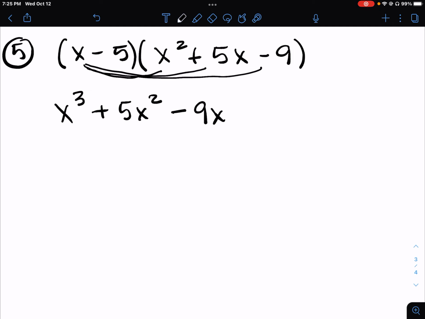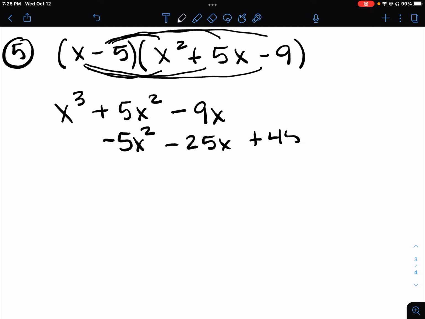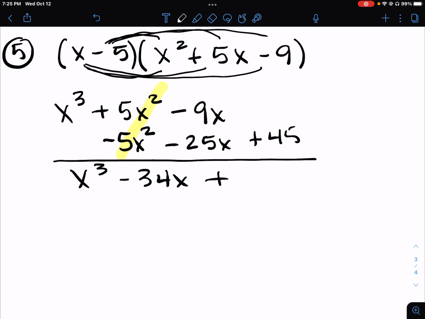Now, the minus 5 means that's -5. -5 times x squared. -5 times 5x. And negative times negative equals positive. Okay, the 5x squared minus 5x squared just happens to cancel. -9 minus 25 is minus 34. Okay, adding the like terms.